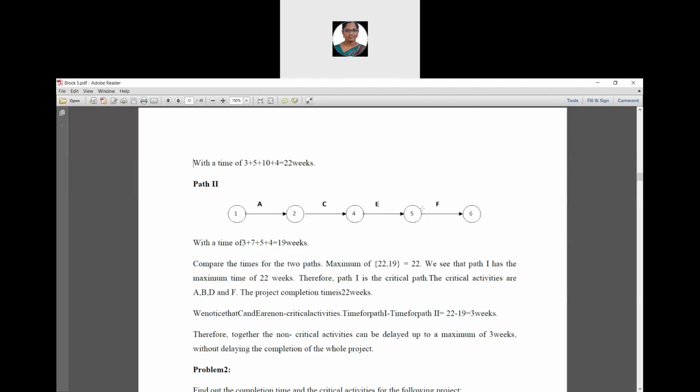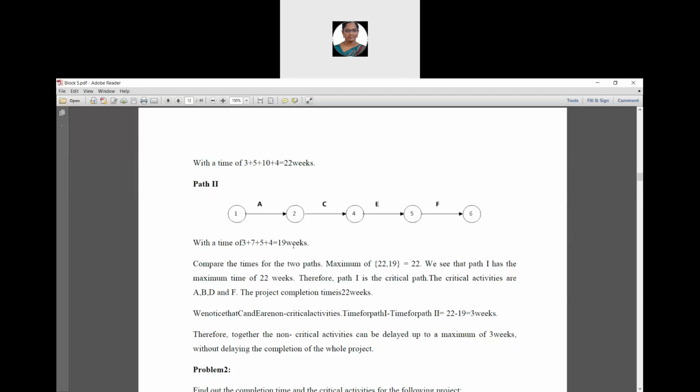Okay, so the time duration from node 1 to 2 is 3. Then the time duration from the second node to the fourth node is 7, the time duration from the fourth node to the fifth node is 5, and the last, fifth node to sixth node, is 4. So 3 plus 7 plus 5 plus 4, it is 19 weeks.